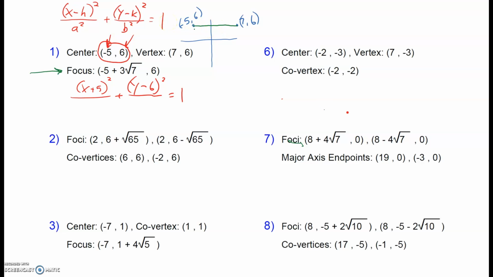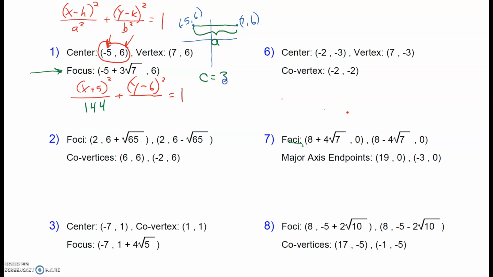So we know that we need this distance here, and this distance is what we call a. That's going to be a because it's the bigger one. If we knew it was the smaller one, we'd call it b. Okay, but we have negative 5, 6 to 7, 6. And so to get this distance, we take 7 minus negative 5, of course. That's 12, right? So a is 12. 12 squared, 144.